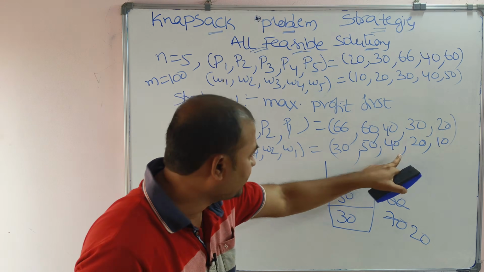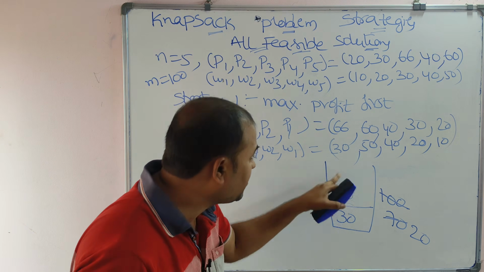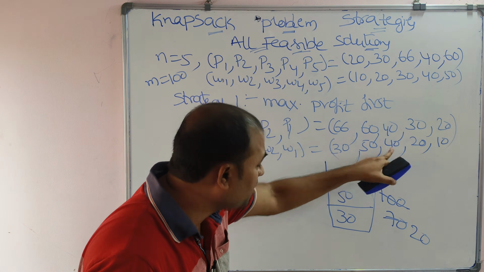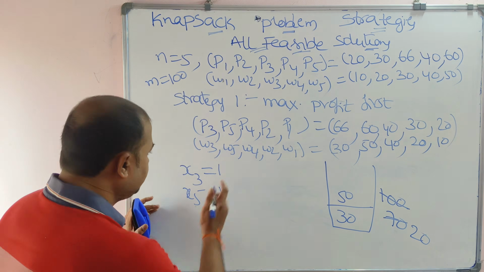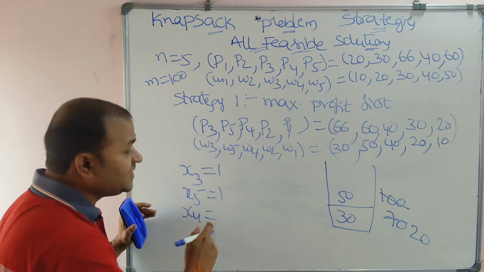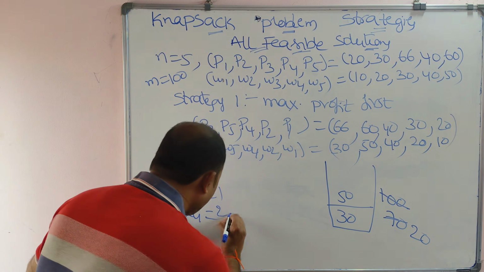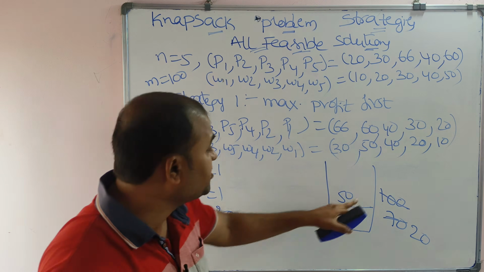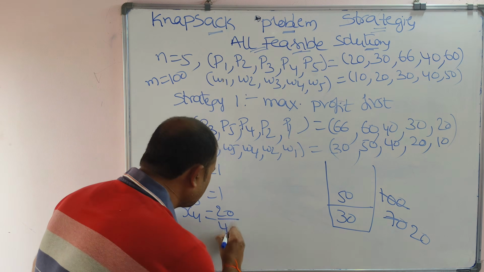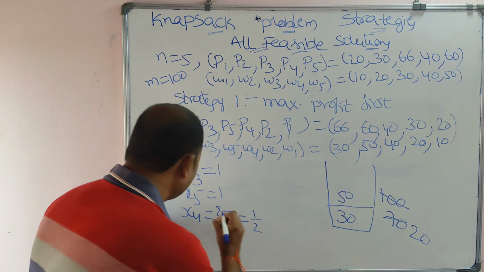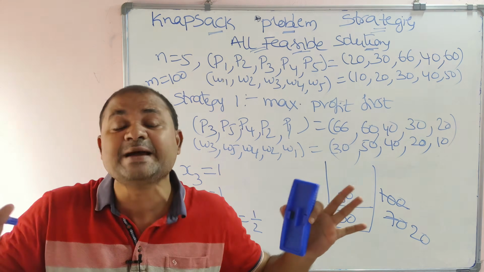Next, which object? Fourth object. What is the fourth object's weight? 40. But we can't place a 40 kg object in 20 kg of the knapsack. So x4 equals the remaining size of the knapsack divided by the actual weight of the object. The remaining size is 20 and the actual weight is 40. So 20 by 40 means 1 by 2. So x4 value is 1 by 2. Now we can say that the knapsack is full.